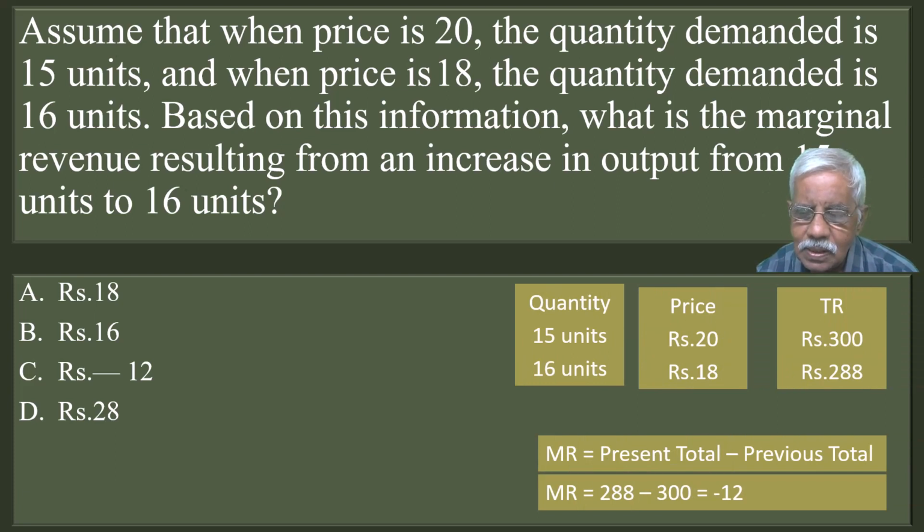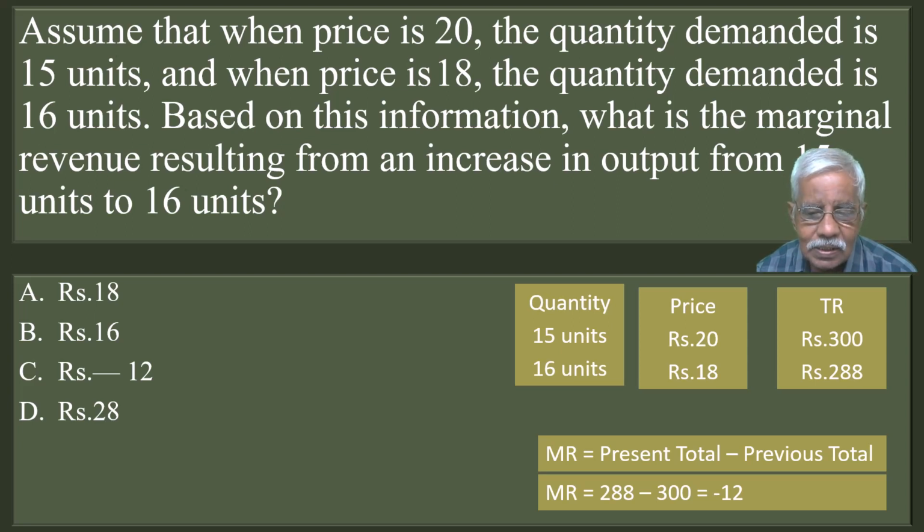Here also the total revenue is not given directly. You have to calculate from the quantity and price. For 15 units, the total revenue is 15 times 20, 300 rupees. For 16 units, total revenue is 16 times 18, 288 rupees. In this case, present total is 288, previous total is 300. 288 minus 300, negative 12. Negative 12 is the correct option. C is the correct option.